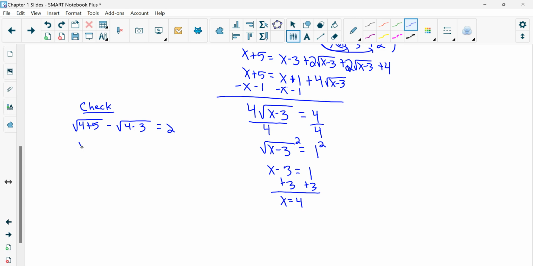4 plus 5 is 9, square root of 9 is 3. 4 minus 3 is 1, square root of 1 is 1. 3 minus 1 is 2. So yes, we get 2 equals 2. So therefore, we get one answer for our solution set, which is 4.